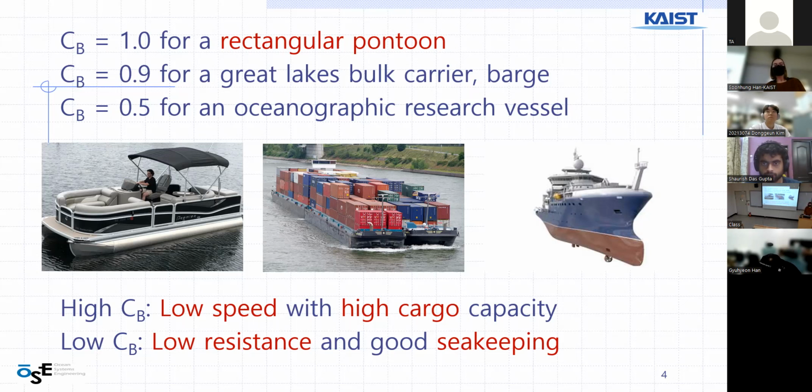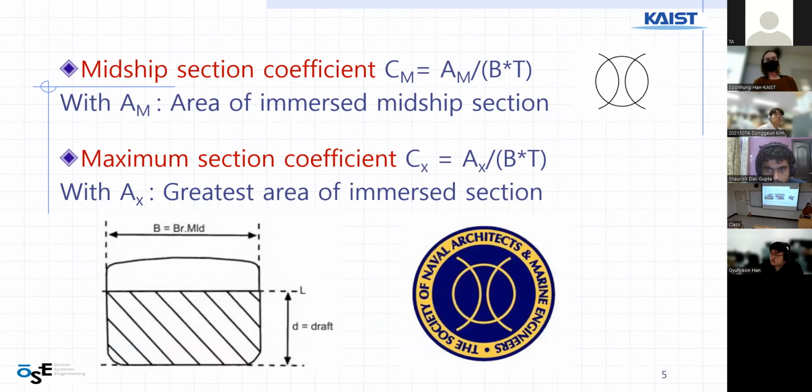And so if you have a high CB, you will be able to have low speed with a high cargo capacity. And with a low CB, you'll have low resistance and good seakeeping. So seakeeping is the ability of the vessel to withstand rough conditions at sea.